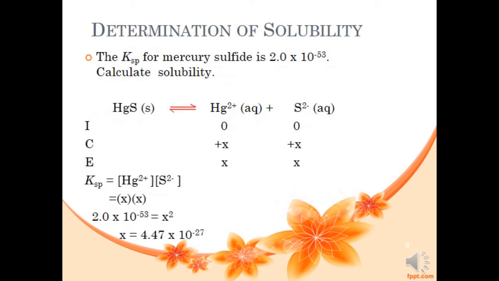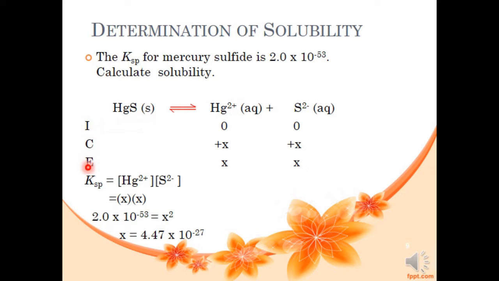So how do we calculate molar solubility using the Ksp value? For example here, let us look at mercury sulfide, given the Ksp value is 2 times 10 to the power of negative 3. To calculate molar solubility, the first step is to write the dissociation of the salt. It will dissociate into mercury cation and sulfide anion.